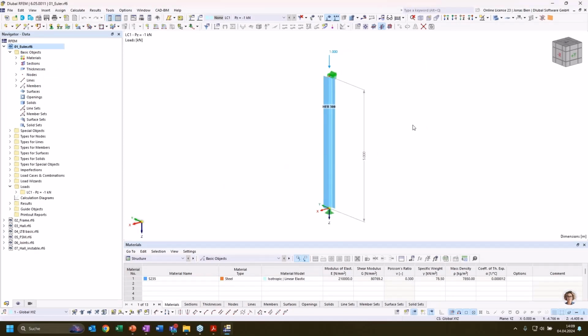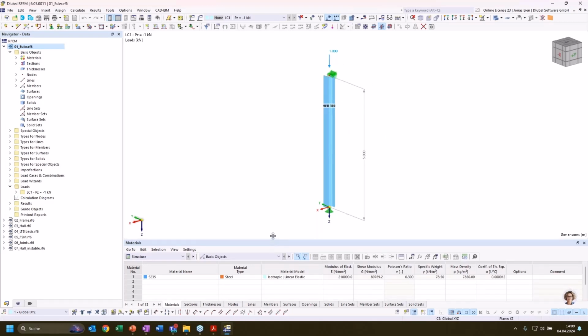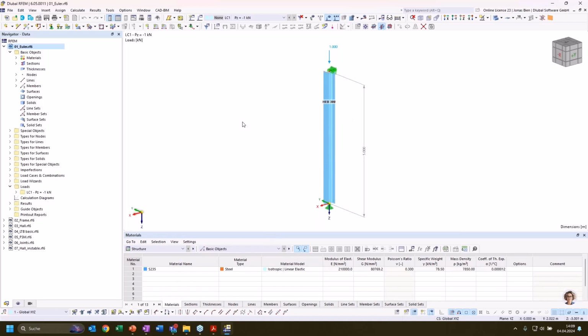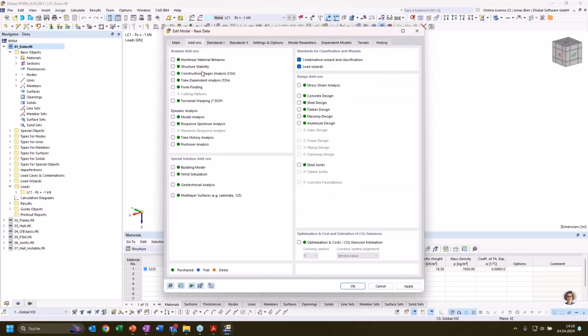So let's jump into the program, and as I said, I have prepared some smaller models for you. The first one is this simple Euler case. I have an HEB 300 beam with a length of 5 meters, and I applied a unit load of 1 kilonewton that sets the member under compression. In order to perform a stability analysis with our add-on Structural Stability, I need to first activate it, and I can find it in the base data of the model. I activate the respective add-on here, which you can find under analysis add-ons, click OK.